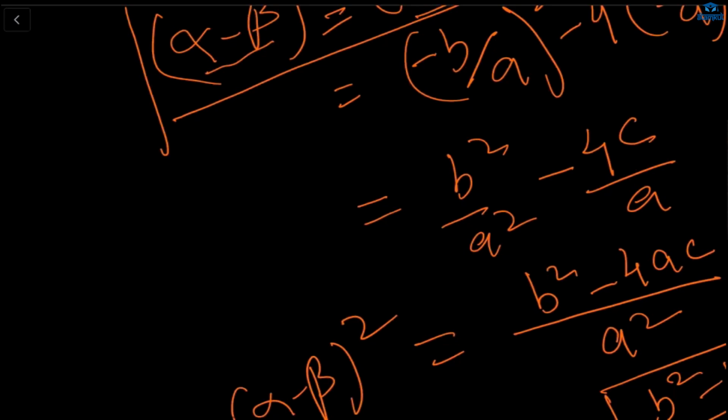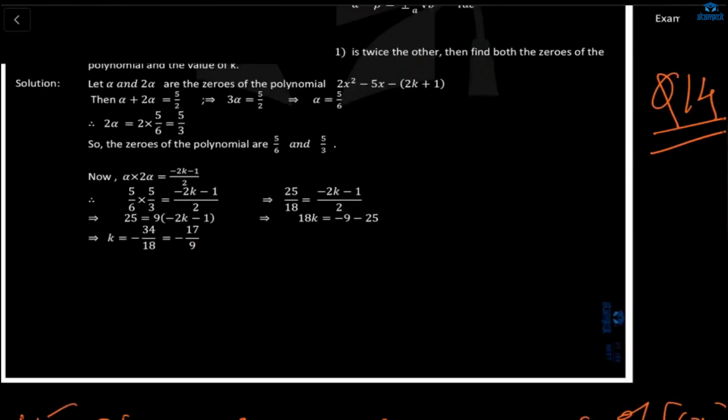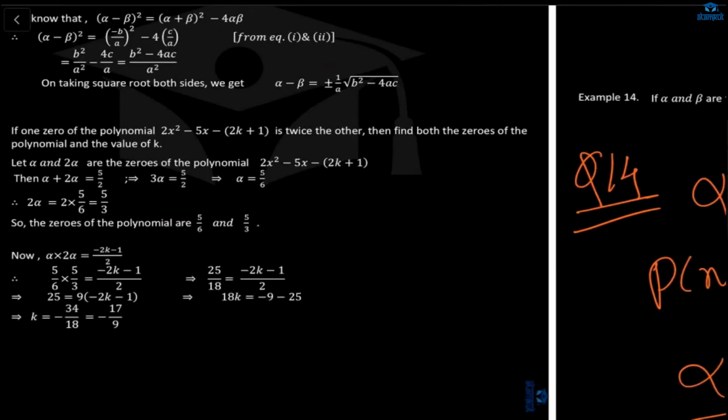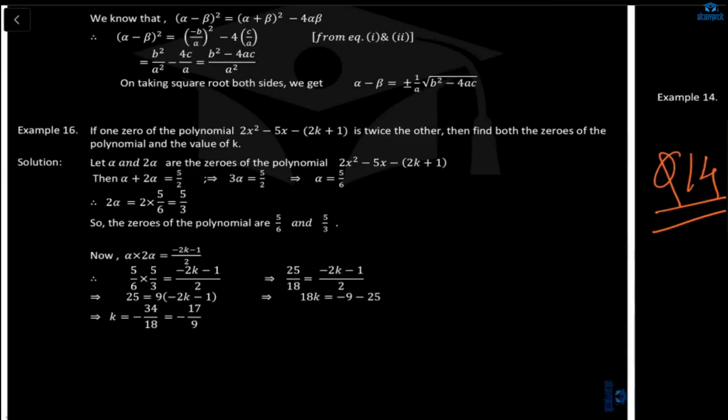So these types of questions can come with the relation where you can see the relationship between the coefficients of the polynomial and the zeros of the polynomial. Now another question: if one zero of the polynomial px, 2x square minus 5x minus 2k plus 1, is twice the other, then find both the zeros of the polynomial and the value of k.